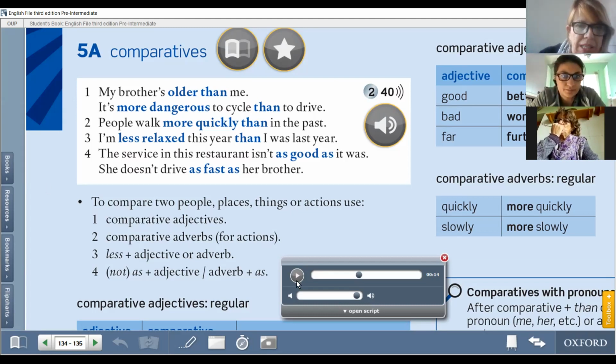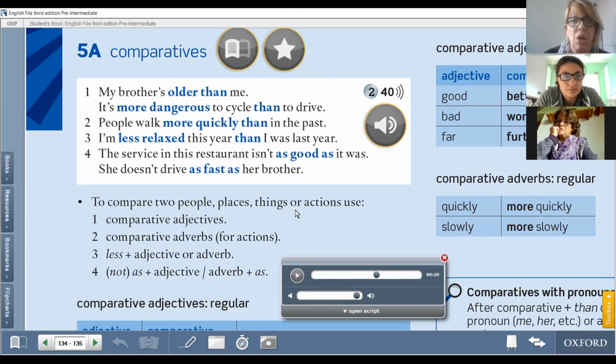So, for example, in the number 3. 3. I'm less relaxed this year than I was last year. Okay, so less relaxed is like more. I mean, the rule is the same. Less relaxed this year than, always than, I was last year. So here we are just comparing 2 states. Okay, 2 states. I'm less relaxed. I could say I'm more relaxed this year than I was last year. The same rule. Okay, and then number 4.